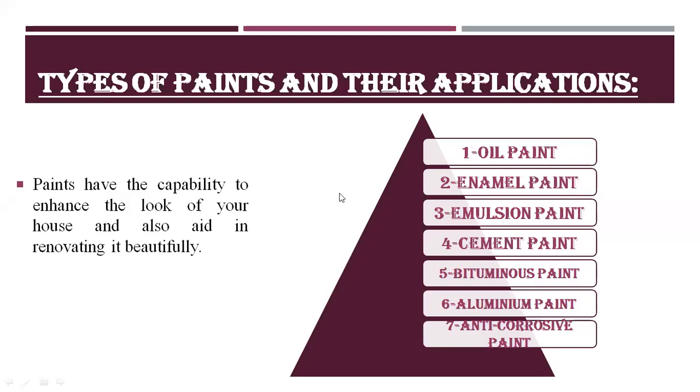Types of paints and their applications. Paints have the capability to enhance the look of our house and also aid in renovating it beautifully. There are mainly 7 types of paints: oil paint, enamel paint, emulsion paint, cement paint, bituminous paint, aluminium paint, and anti-corrosive paint. First, I will talk about oil paint.